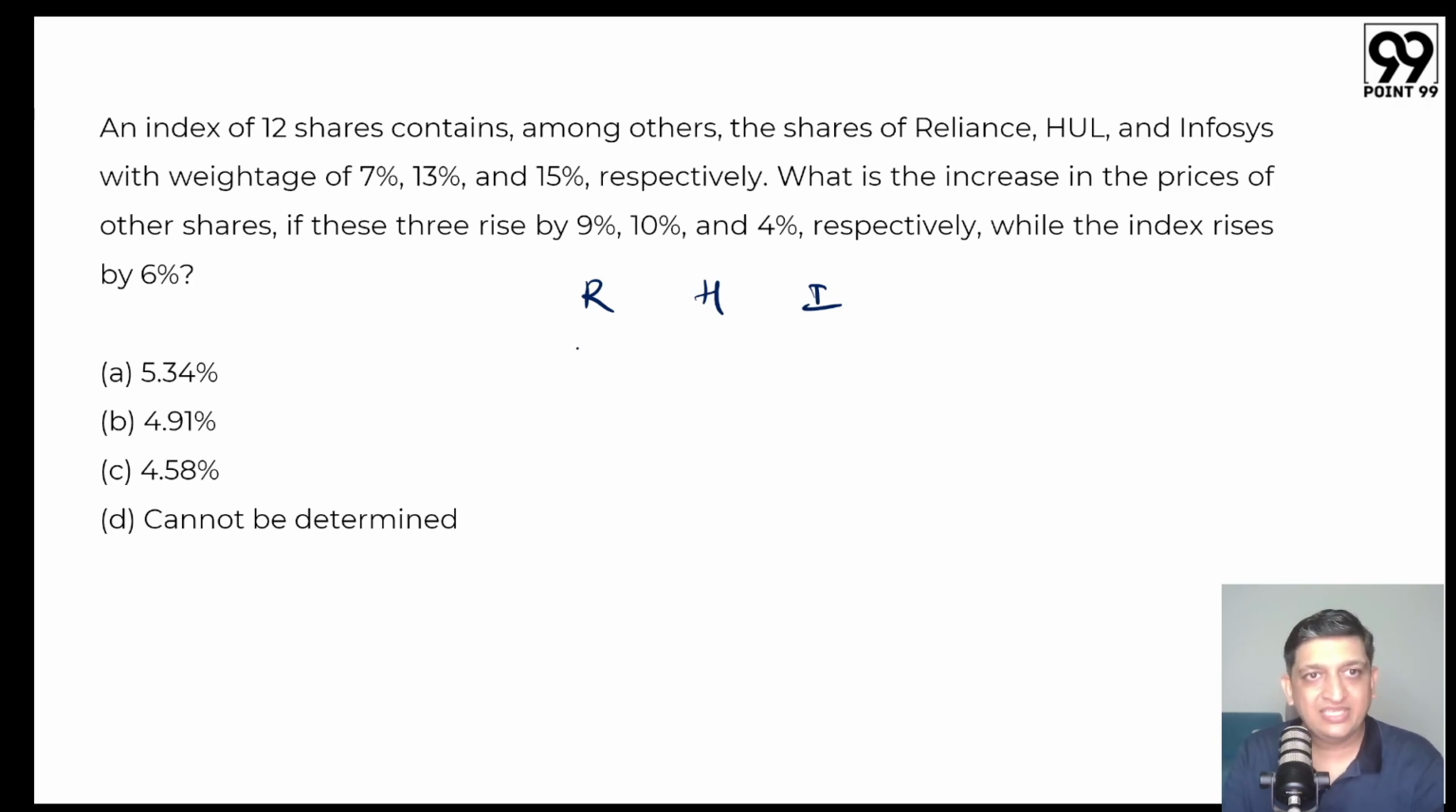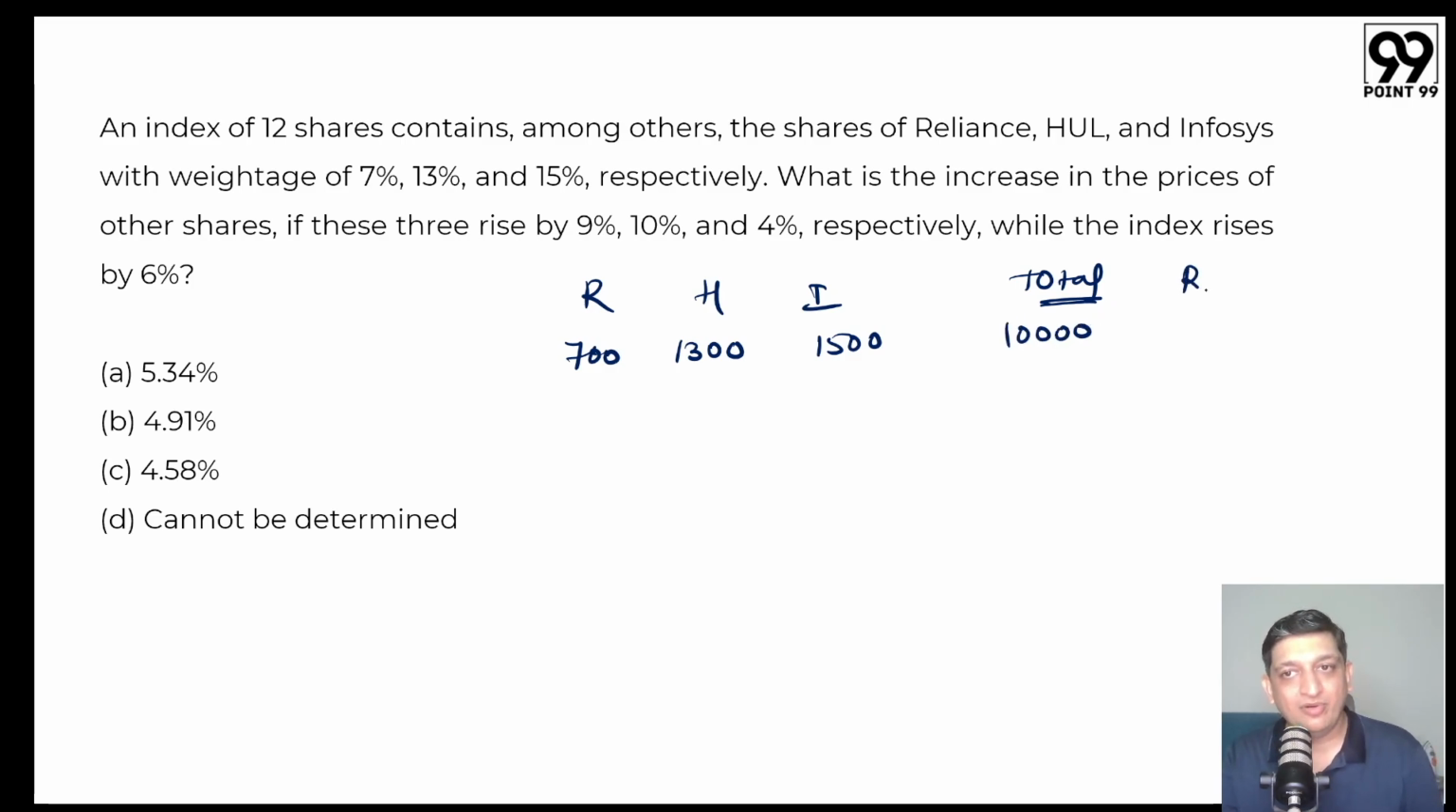So let's say for example, the index consists of 10,000 rupees. Reliance is 700 rupees, HUL is 1300 rupees and Infosys is 1500 rupees, which means that the total in this case is going to be nothing but, 7% is 700, so what is 100%? It's going to be 10,000. So what about the remaining shares that we have? These three will add up to 700 plus 1300 plus 1500, that is 3500. So the remaining will be 6500.